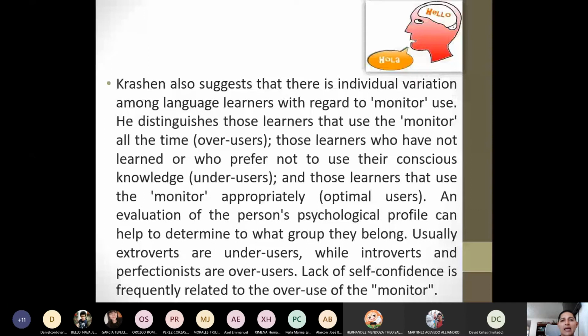He distinguishes over users as the ones who use the monitor all the time. Under users, the ones who have not learned or who prefer not to use the conscious knowledge. And learners that use the monitor appropriately are the ones who are balanced. So just an illustration of this could be a division between the language acquisition device on the one hand, and on the other hand, the monitor, which is all the learning processes of grammar, structure, systematization, cognition.